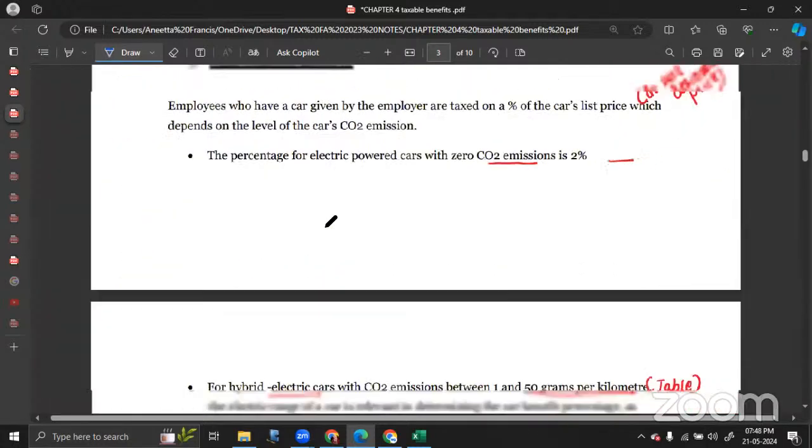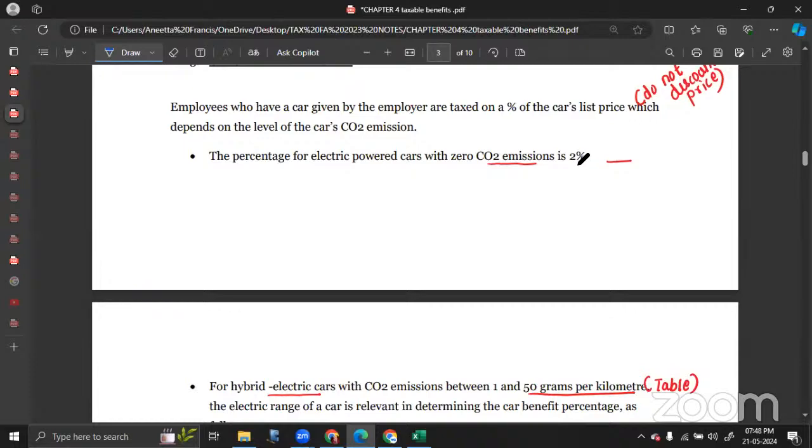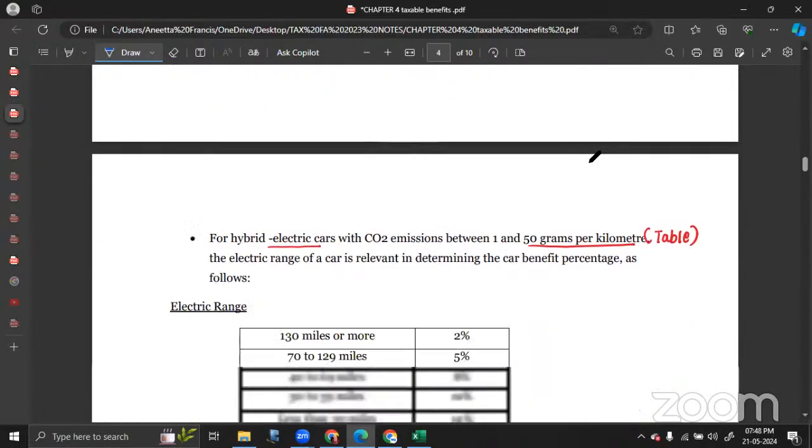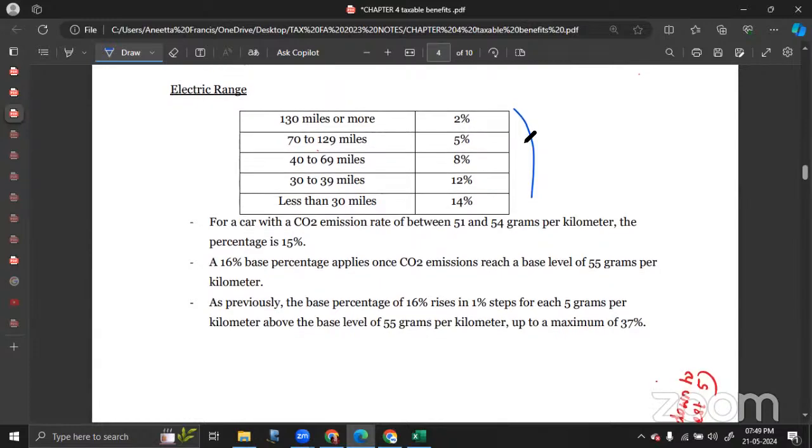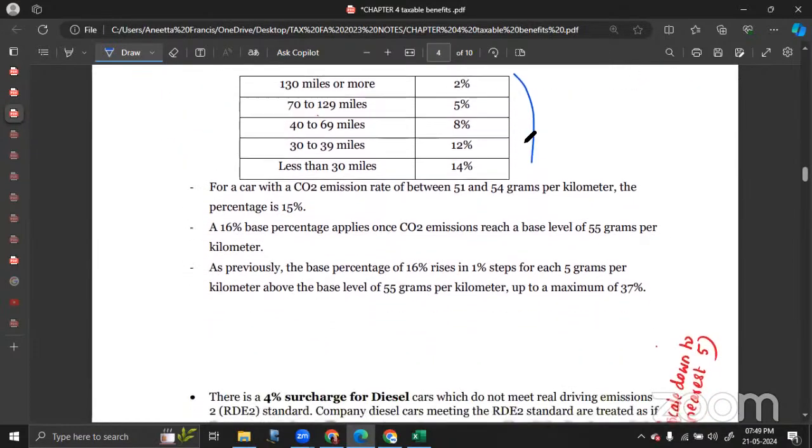Car benefit, it's a very straightforward calculation. If it is an electric car, zero CO2 emission, 2% is the percentage of taxable benefit. You can use the electric range for 21 to 50 grams per kilometer carbon emission. And if the carbon emission is between 51 to 54, it is 15%. And if it is exactly 55 grams, it is 16%. And don't worry, these rates will be given in the tax table for you.